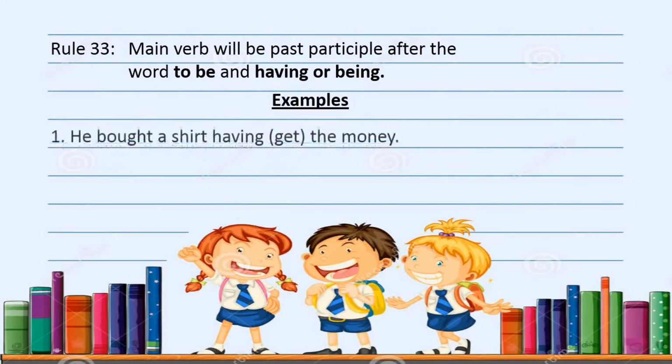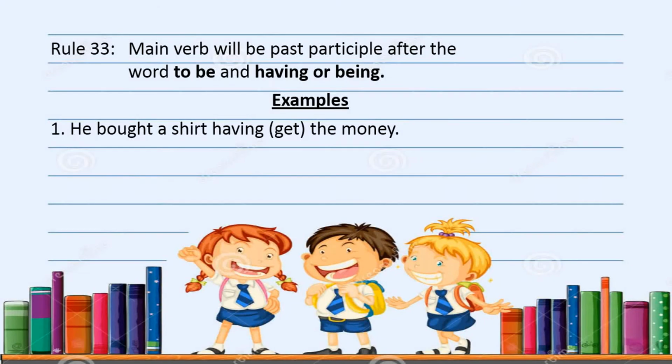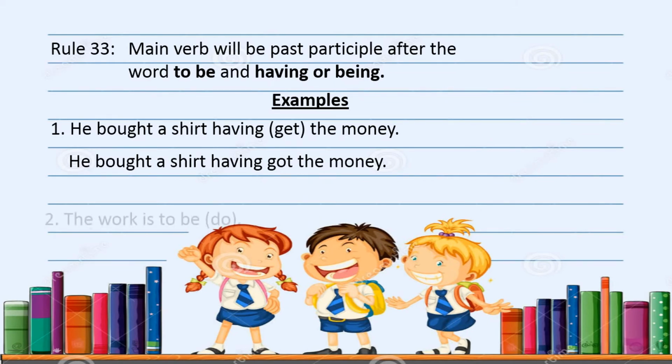Examples: he bought a shirt having got the money, because in this sentence we have the word having. Okay, the next, the work is to be. In this sentence we see to be. So after to be, the verb will be past participle. So the work is to be done.